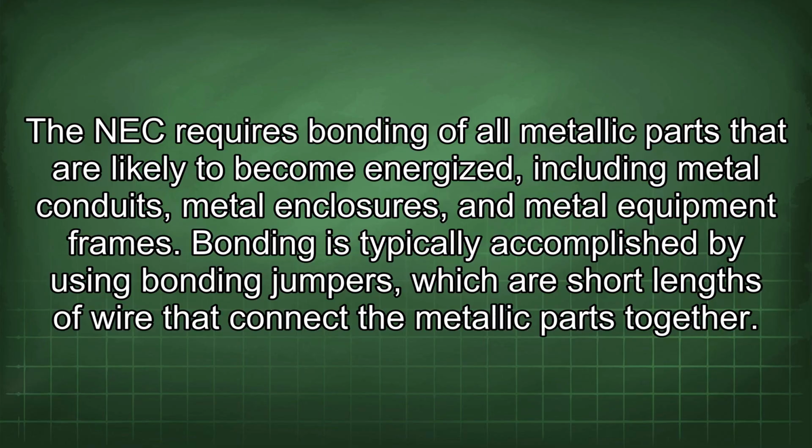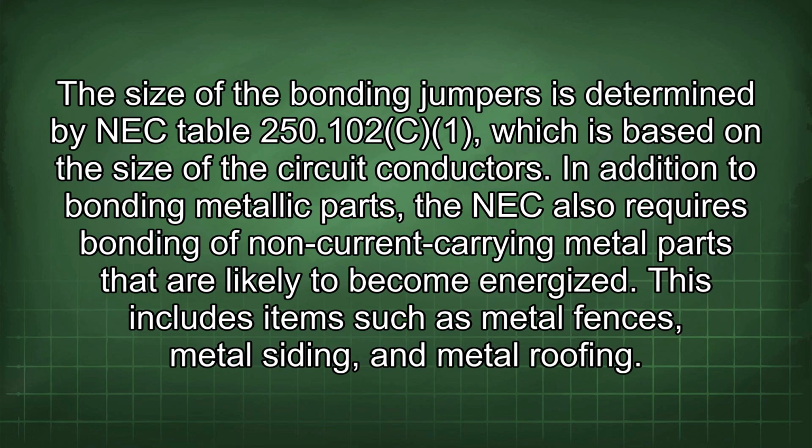Bonding is typically accomplished by using bonding jumpers, which are short lengths of wire that connect the metallic parts together. The size of the bonding jumpers is determined by NEC table 250.102(C)(1), which is based on the size of the circuit conductors.